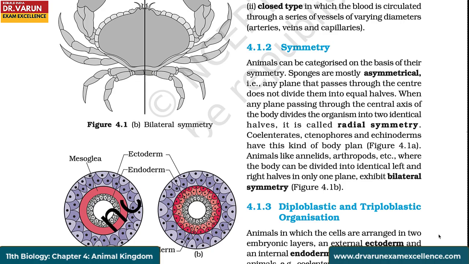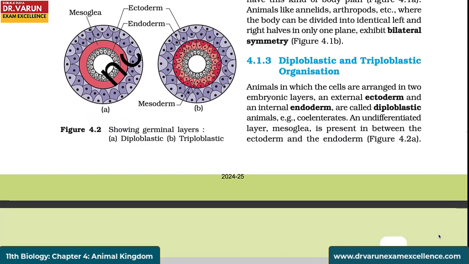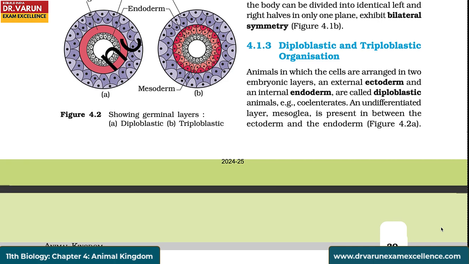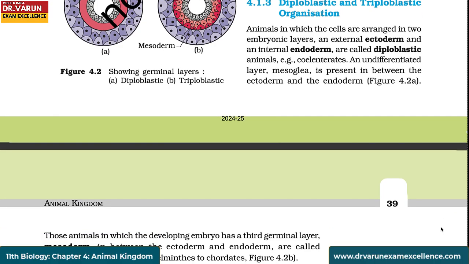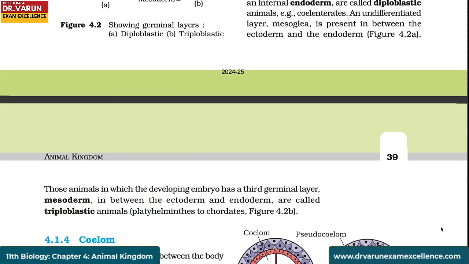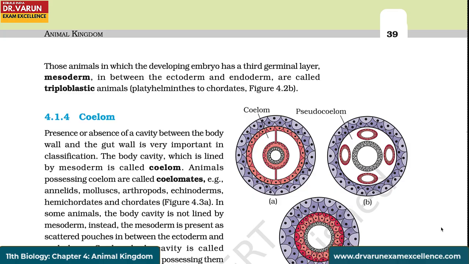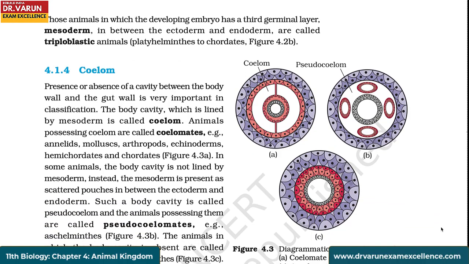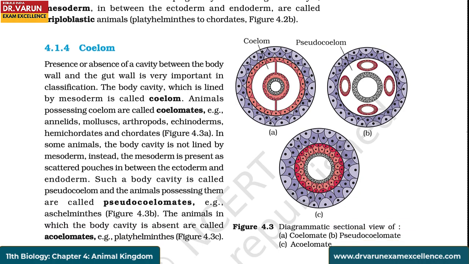Animals like annelids, arthropods, etc., where the body can be divided into identical left and right halves in only one plane, exhibit bilateral symmetry. Diploblastic and triploblastic organization. Animals in which the cells are arranged in two embryonic layers, an external ectoderm and an internal endoderm, are called diploblastic animals, for example, coelenterates. An undifferentiated layer, mesoglea, is present in between the ectoderm and the endoderm. Those animals in which the developing embryo has a third germinal layer, mesoderm, in between the ectoderm and endoderm are called triploblastic animals, Platyhelminthes to chordates.